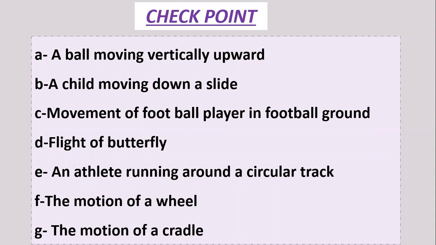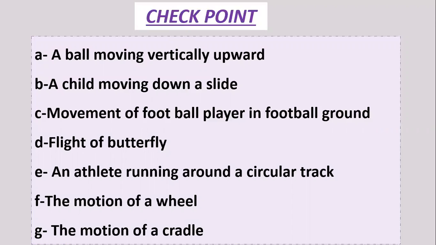Quick point. Let's see if you understood the types of motion or not. First, a ball moving vertically upward. What sort of motion is it? Since the ball is moving vertically upward, there's a hint given: the path is straight. It is moving upward in a straight path. It is a linear motion. A child moving down a slide. A slide can be straight or can be curved. So it is a translatory motion.